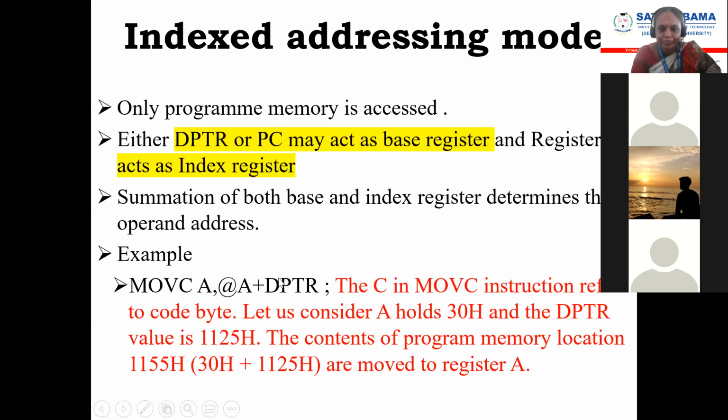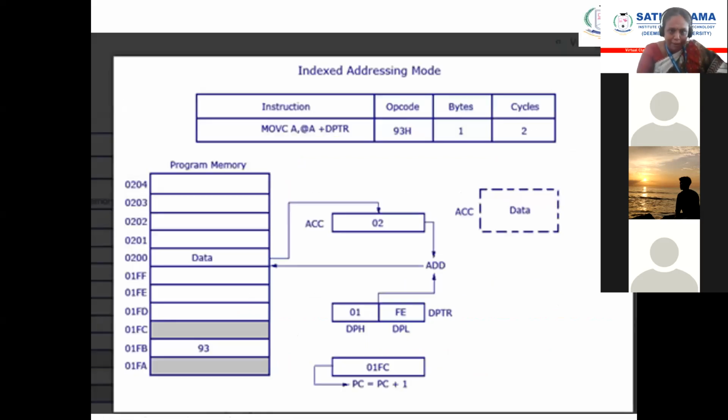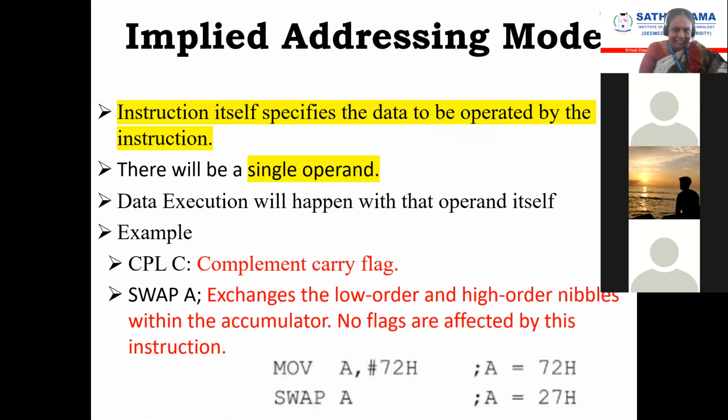What is PC? Program counter. Very good. So that is called a base register. So A plus DPTR or A plus PC. So indexed addressing mode is the only addressing mode used to access the code memory or program memory. Then next, the last one.